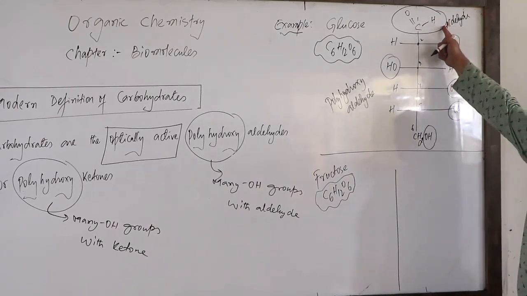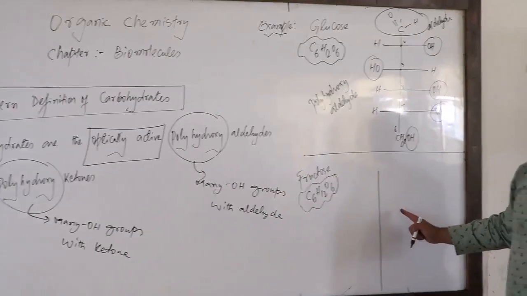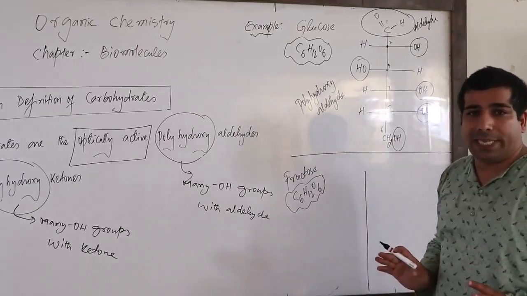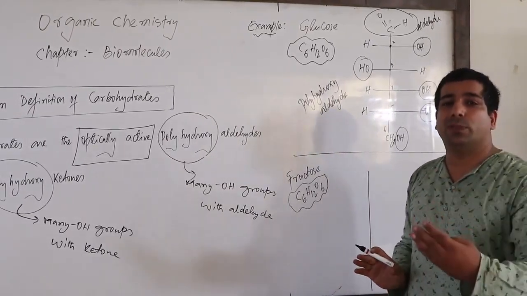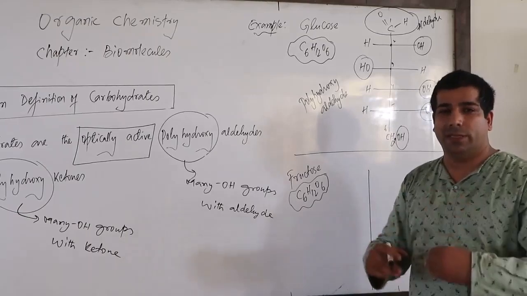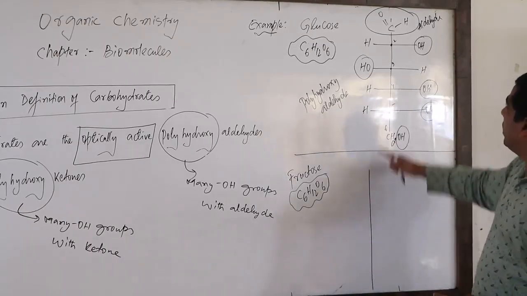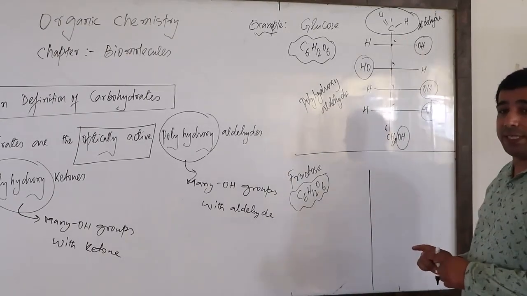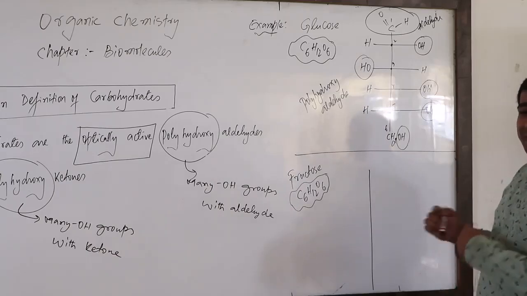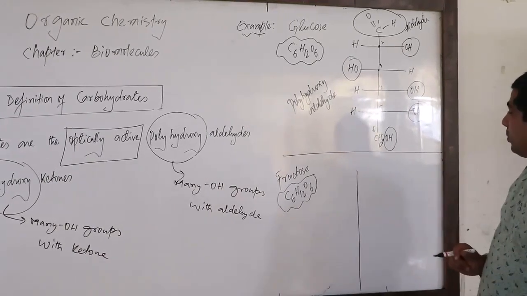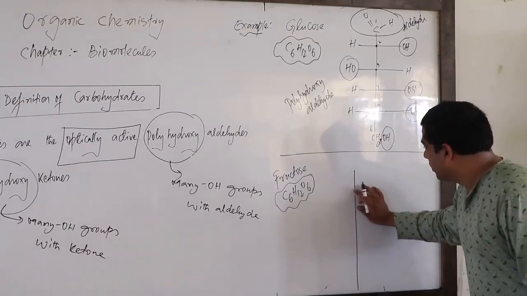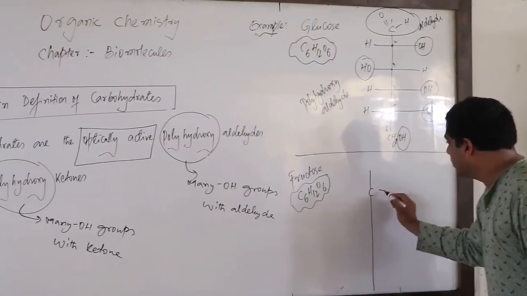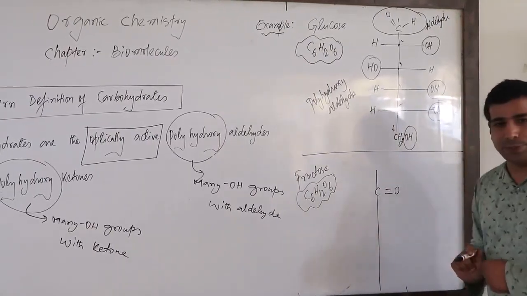This guy has aldehyde, but here we have ketone. Remember, ketone cannot exist at the terminal position. It has to exist somewhere in the middle. So I can't make ketone as a first carbon. I have to make ketone as second, third, fourth. But in case of fructose, the ketone is the second carbon. So we have second carbon as ketone. C double bond O is your ketone.